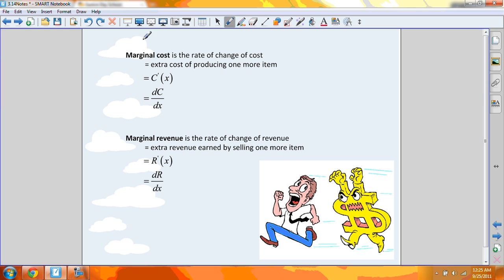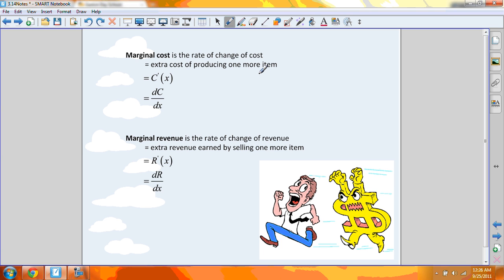Okay, and our last application is marginal cost and marginal revenue. And this is just the rate of change of your cost. So it's a derivative of your cost function. And the rate of change of your revenue function. So it's just your R prime of x, right? Your derivative of your revenue function. And this is defined as the extra cost of producing one more item.